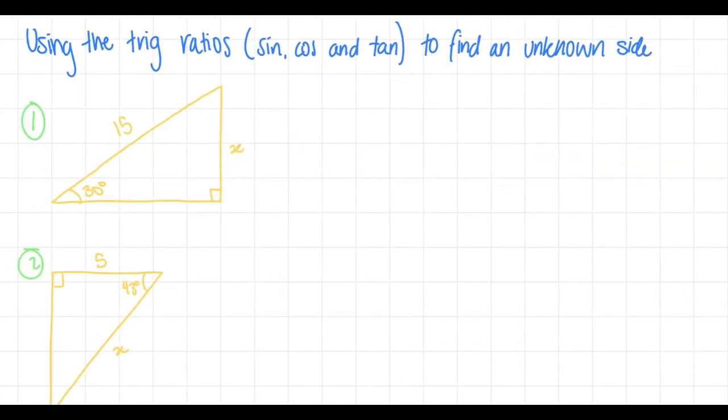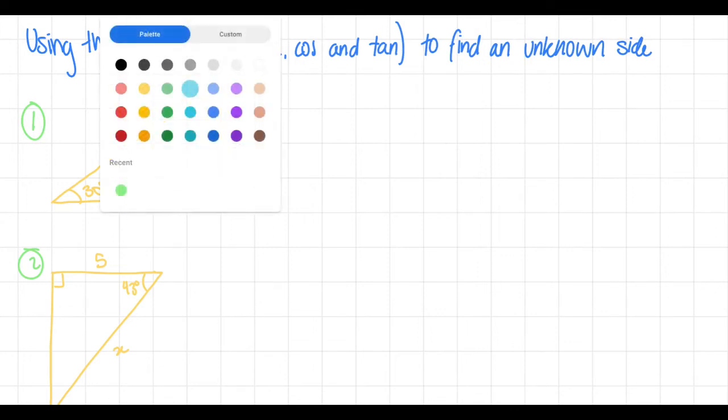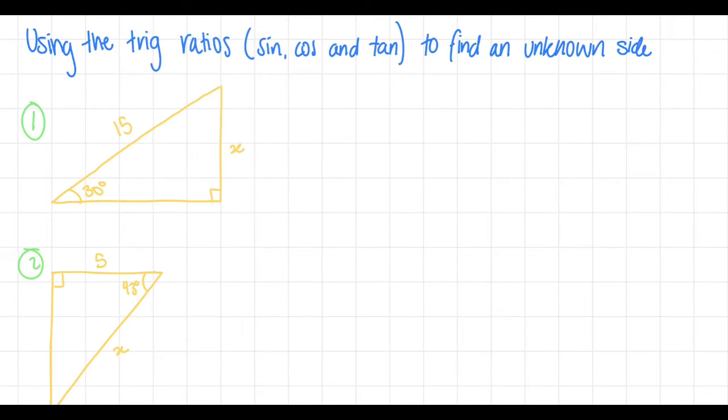Now let's use these trig ratios to find an unknown side. So, taking this first triangle here, first thing I'm going to do is label it. So, this is our hypotenuse, this is our opposite, and this is the adjacent. So instead of going sine theta, we can actually see that we're given the value of theta. Theta equals 30. So having a look at SOH, CAH, and TOA, we can see we have the opposite and the hypotenuse, so we'll be using sine.